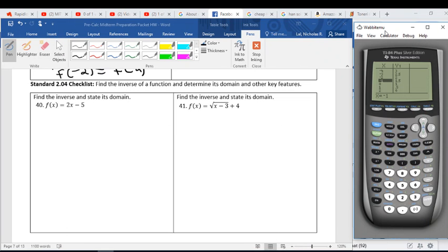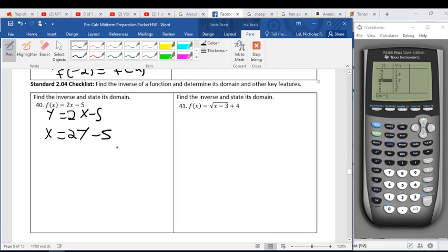Standard 2.0, find the inverse. So with an inverse, we just got to switch the x's and y's and isolate the y. So here, we can rewrite y is equal to 2x minus 5, switch x and y. So x is equal to 2y minus 5, and then isolate the y. Add 5 to each side.